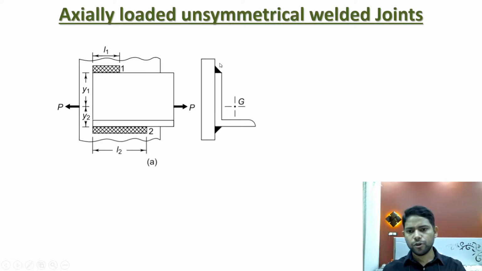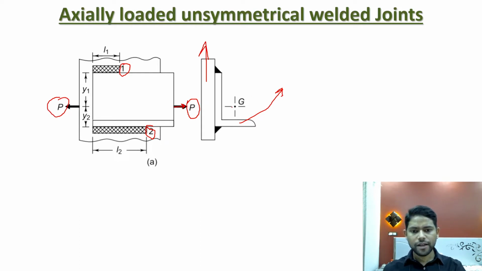This figure over here shows you an angle welded to a vertical beam. This is your vertical beam to which an angle is welded with the help of two parallel fillet welds. This is your first parallel fillet weld and this is your second parallel fillet weld. The structure is subjected to an axial load of magnitude P.